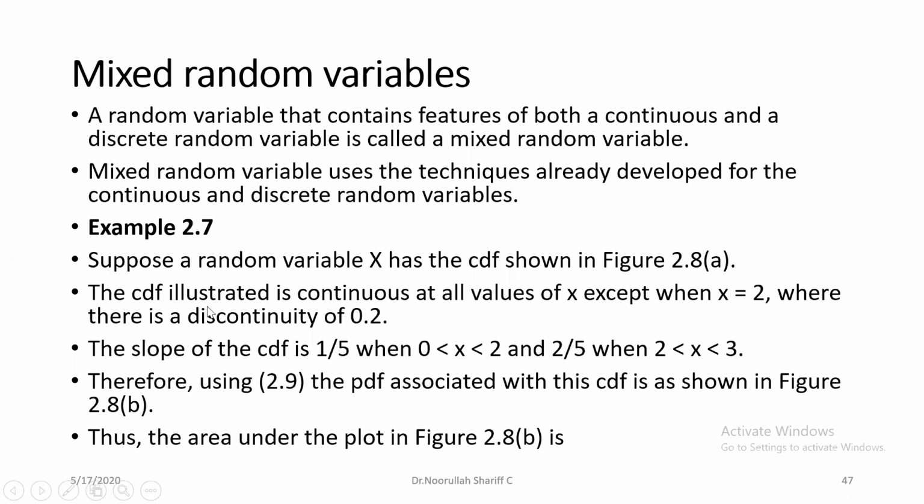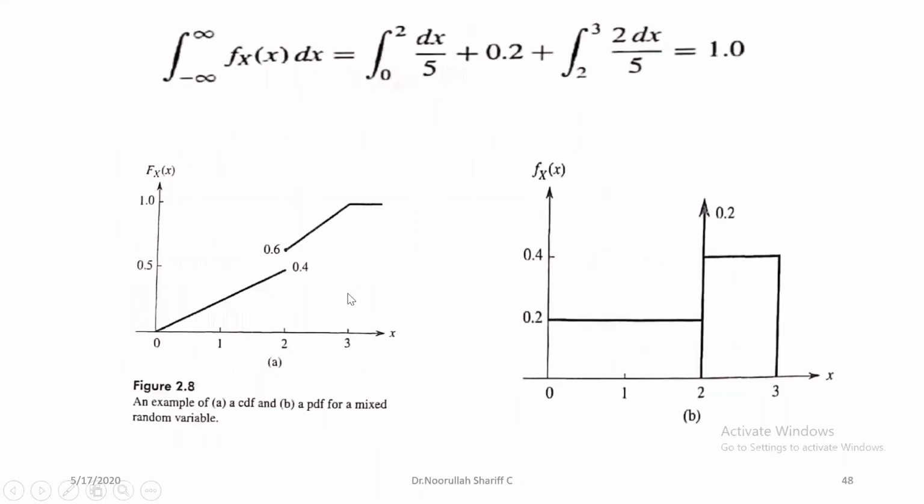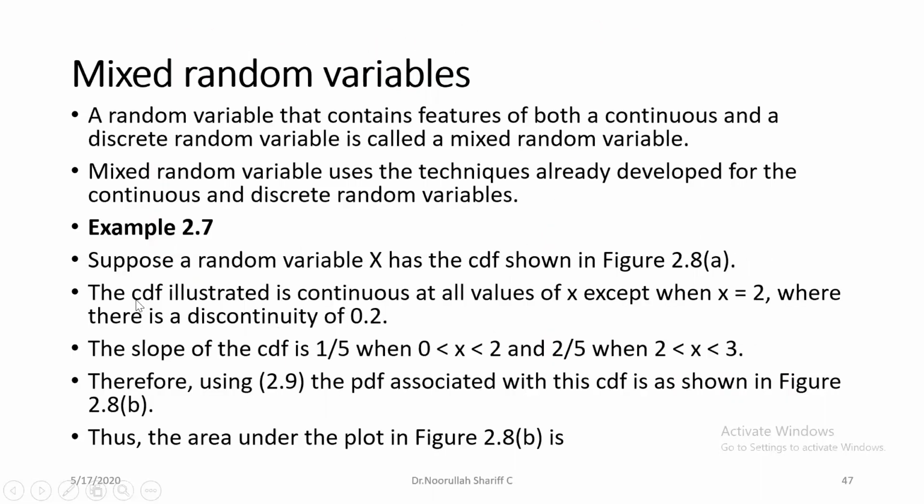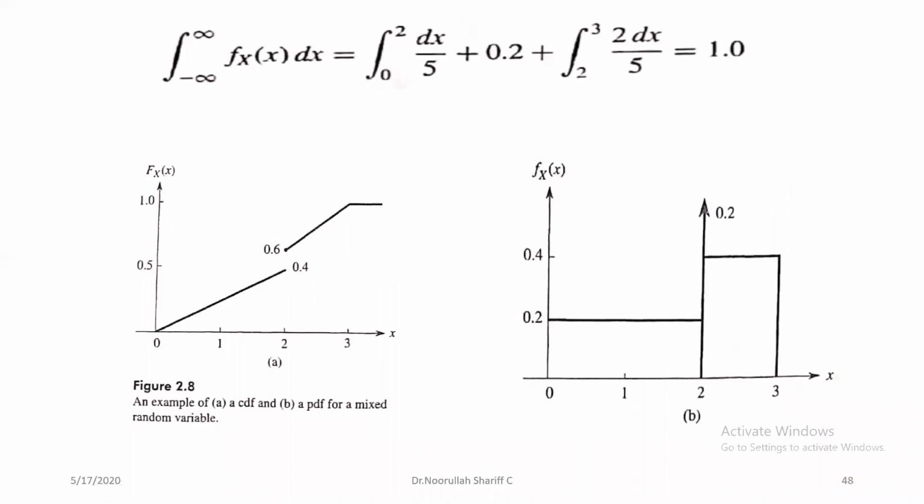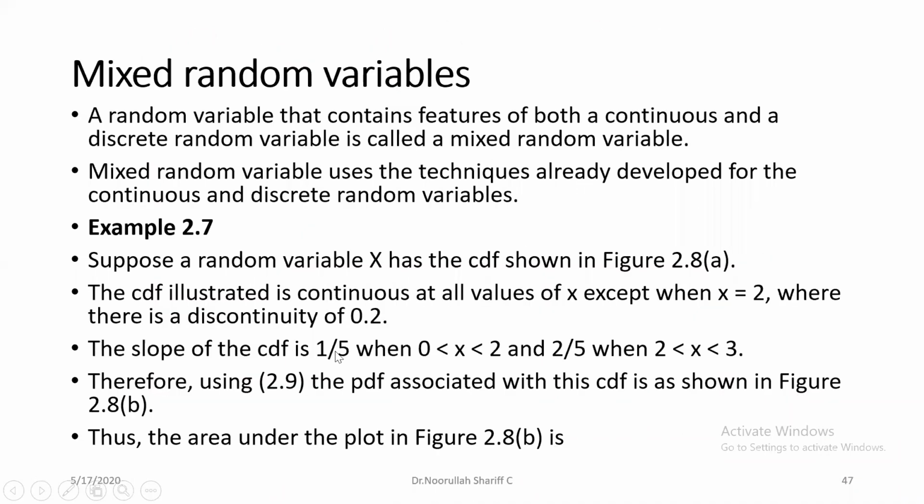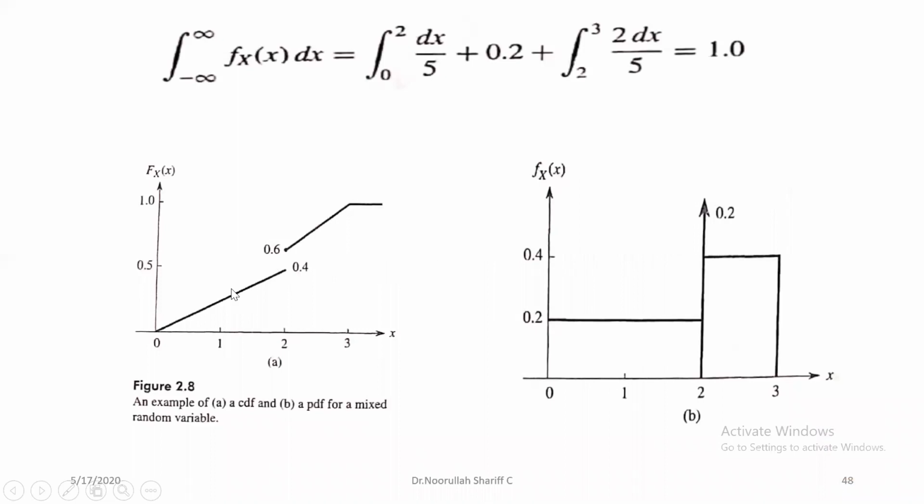So here the CDF is continuous at all values of x except at x equal to 2. At x equal to 2, it is discontinuous. You can see that it is discontinuous, right? The CDF is discontinuous where there is a discontinuity of 0.2. Discontinuity of 0.2 means, from 0.4 to 0.6, there is a discontinuity of 0.2. The slope of the CDF is 1 by 5. So here it is 1 by 5 slope. The slope of the CDF above this is 2 by 5, right?